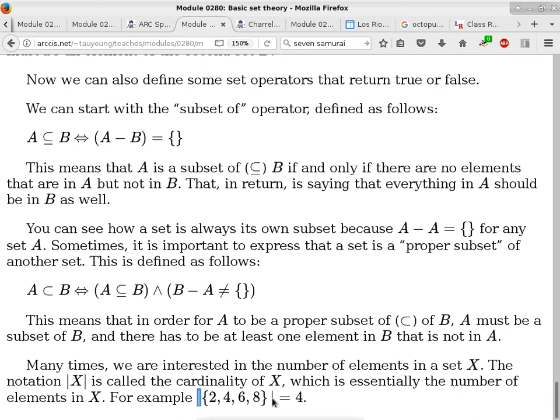Okay, good. I was just wondering if you could do an example of how it comes out to 2 or 6 and 8. It's just counting how many elements we have in a set. Many times we are interested in the number of elements in a particular set. The notation bar x bar is called the cardinality of x. That's why it is important to read ahead of me, because some of this is easy, it's just by definition.